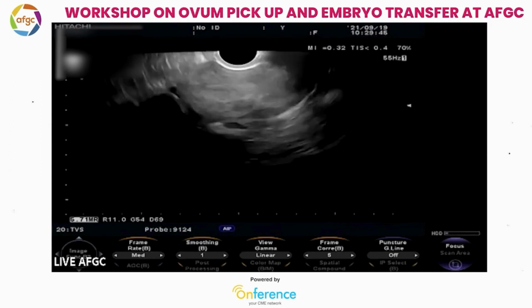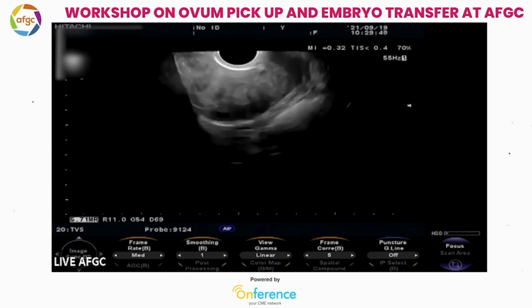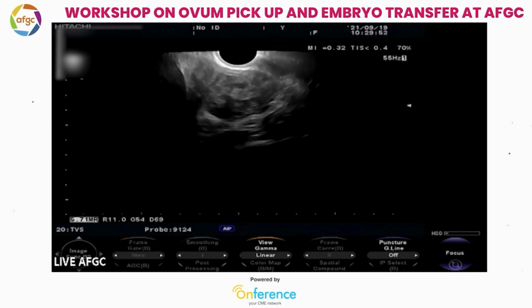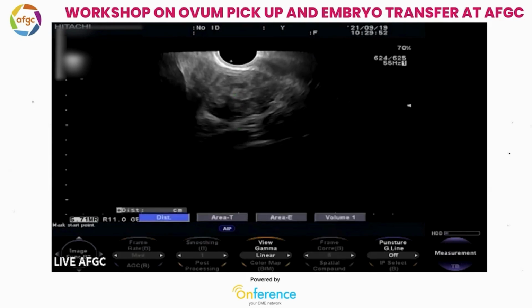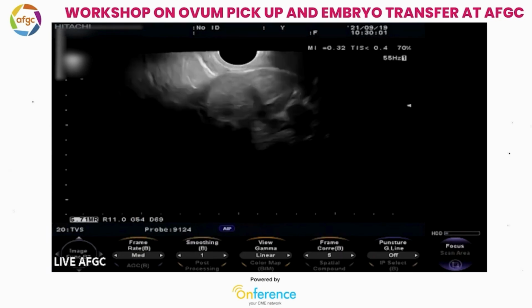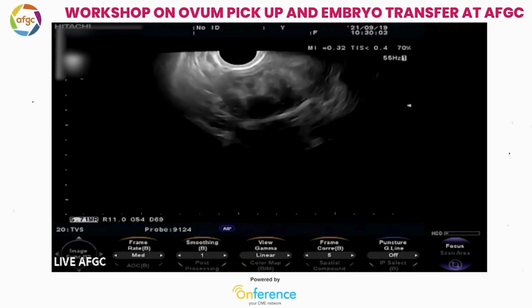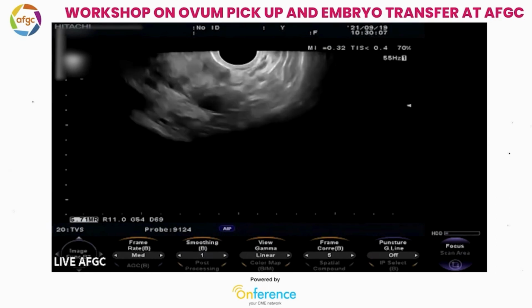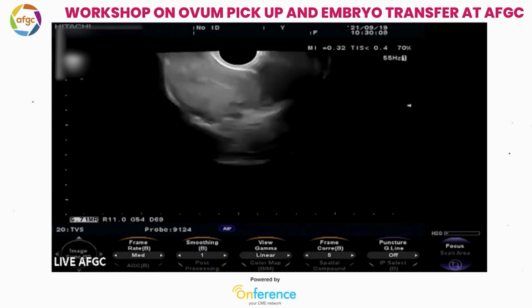There is another, that was an intramural fibroid, and here there is a subserous fibroid measuring about 3 centimeters. Right ovary, left ovary with a single dominant follicle.